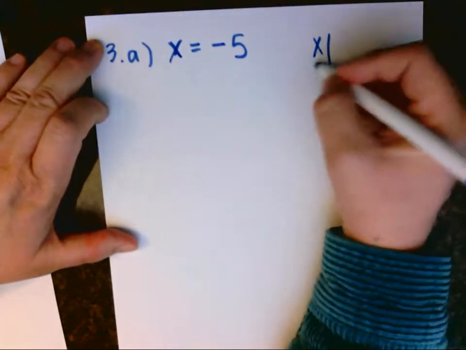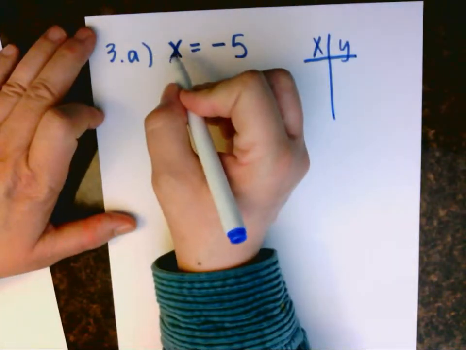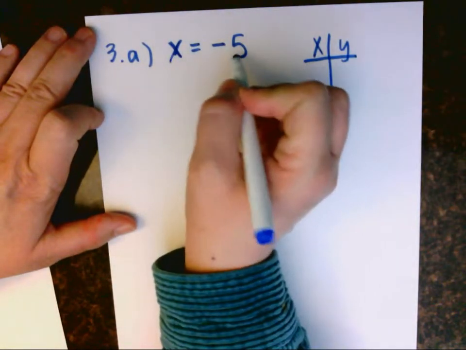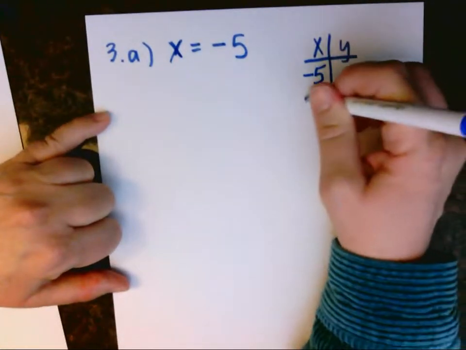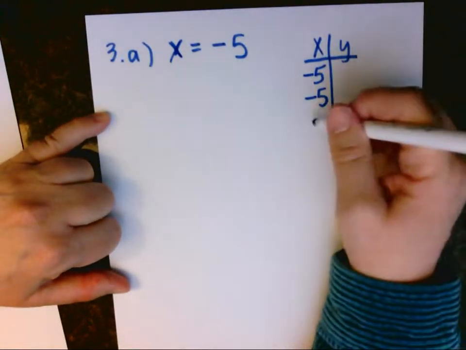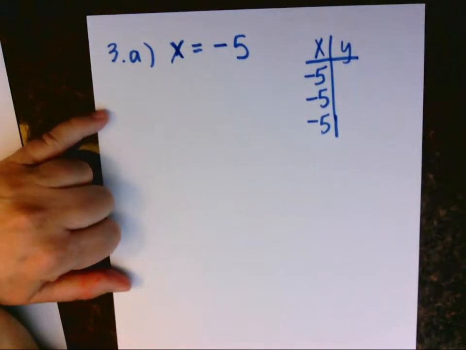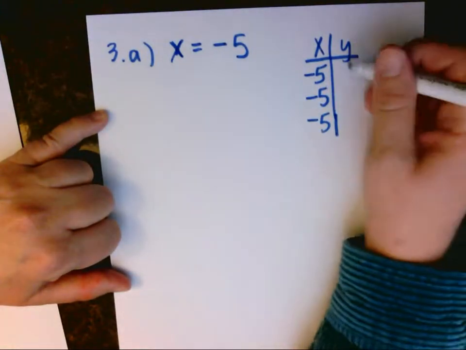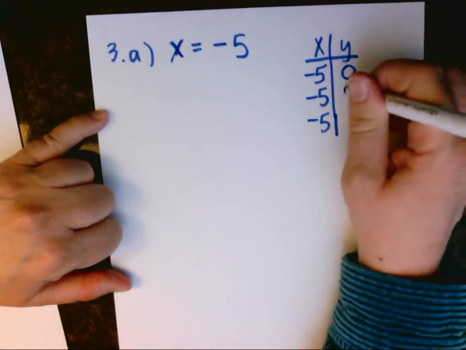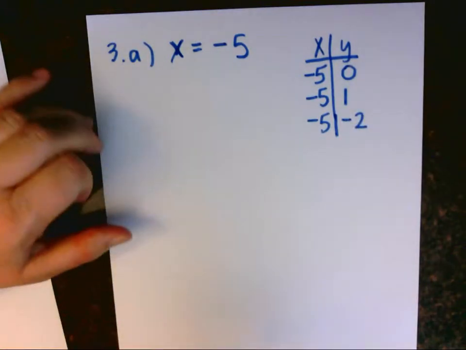All right, when we make a table on this, we are restricted somewhat because x is -5. That is the only thing x can be. Now, what about y? Y can be anything, okay? But x has to be -5. So you can put any of your favorite numbers in over here. I chose 0, 1, and -2.